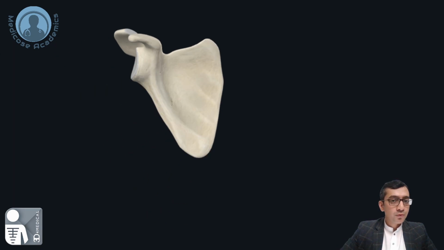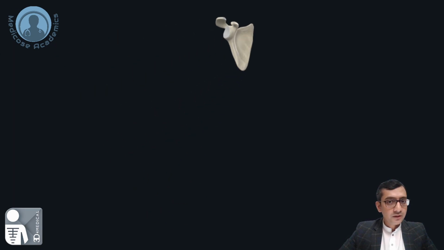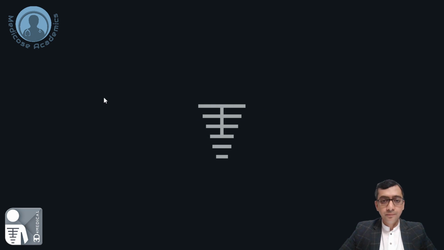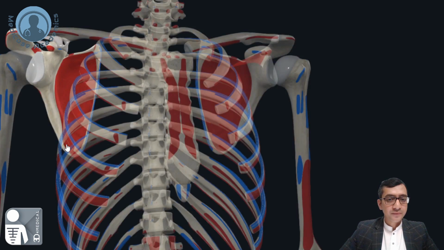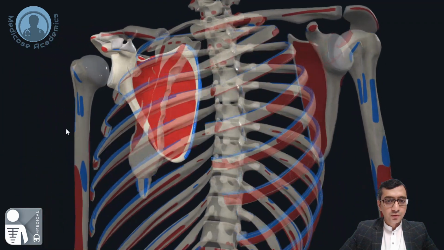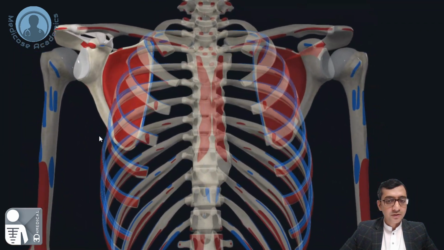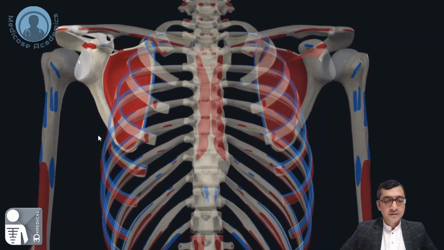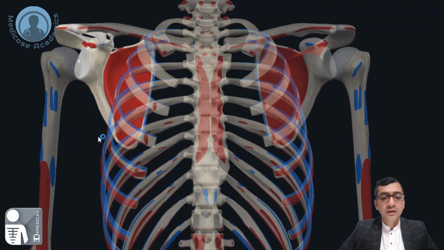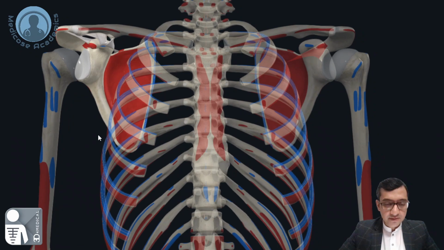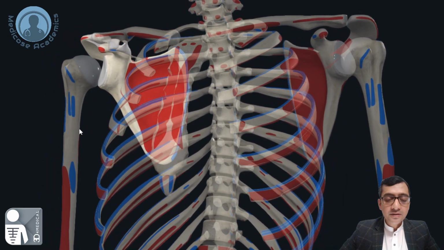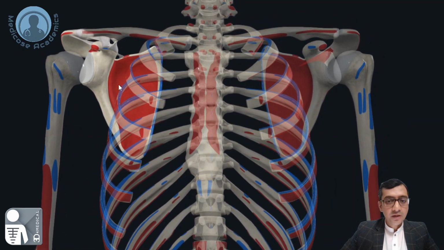For the attachments, I will move to this model. Okay, I will be talking on the right scapula. So this is the right scapula, as you can see through the ribs. So it has different muscle attachments. Let's start with the ventral anterior surface. As you can see, most of the anterior surface, most of the subscapular fossa, is covered by the origin of the muscle that is known as the subscapularis muscle.